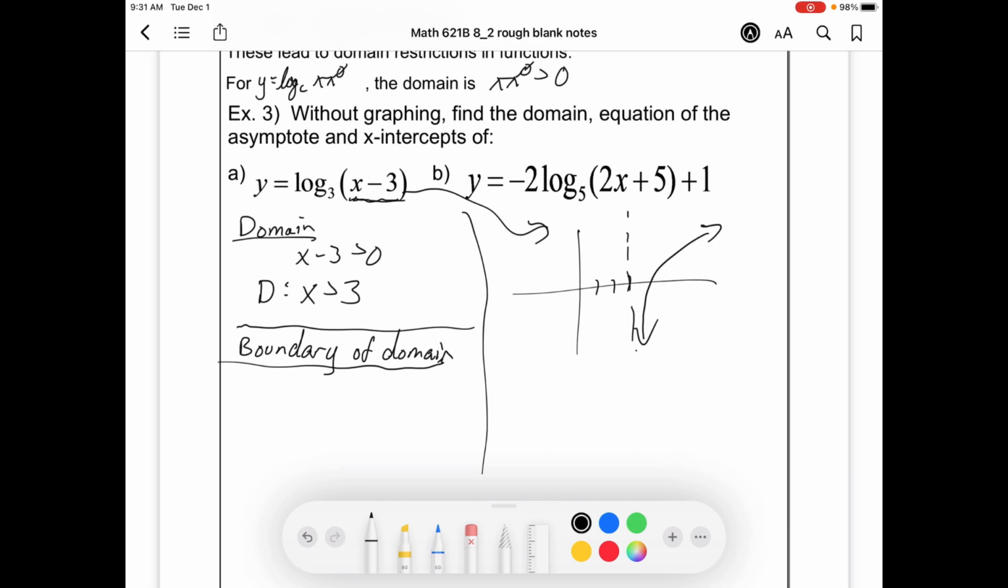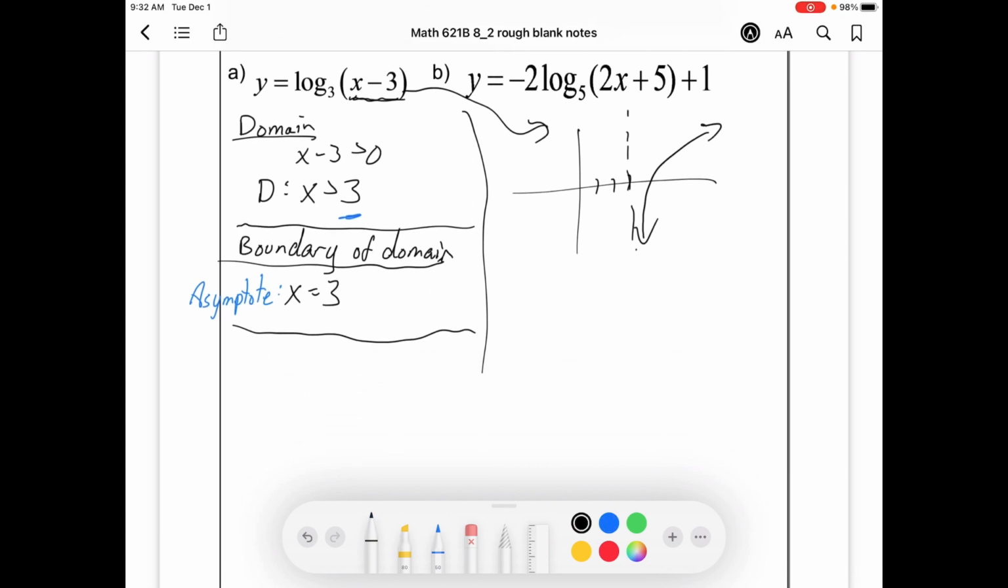So right on the boundary of the domain, you have the asymptote. That would be x equals 3. It comes from this number over here. Domain is x greater than 3. The asymptote is x equals 3. I'll write that in there, that this is the asymptote. And the equation of the asymptote is not asymptote equals 3, it's x equals 3, and that's because it is a vertical line.